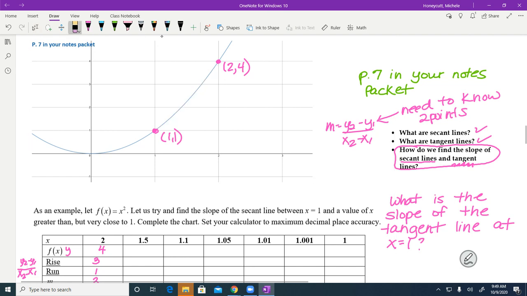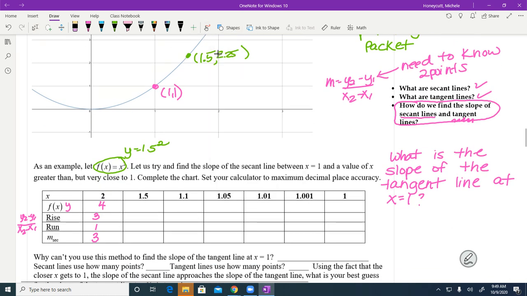Okay? Well, that's cool, but again, we're trying to estimate the slope of the tangent line at 1. So we're going to move this point that was at 2, 4 a little bit closer, to the point x equals 1.5, which I'm going to estimate is about right here. Now, to find the y value, I can use my formula. So if x is 1.5, y is going to be 1.5 squared, and 1.5 squared is 2.25. So now I'm going to be estimating the slope of this line, to try to get closer and closer to this tangent line.